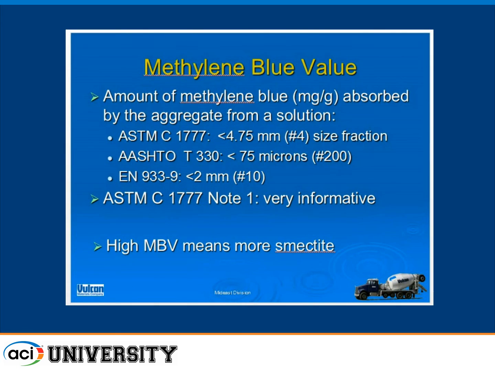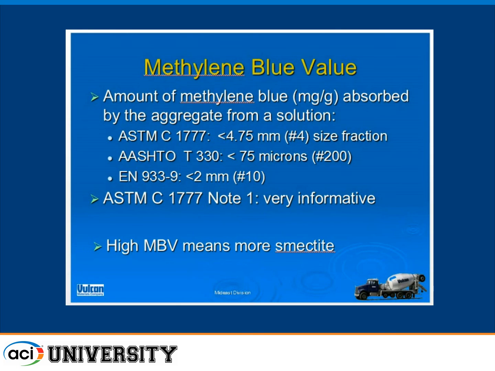What is fascinating is that each test method uses different size fractions, and ASTM C1777 uses material that is less than number 4. And what is methylene blue? Methylene blue is actually from the pharmaceutical industry. It is a dark blue color when it's concentrated, but it has the ability to be absorbed. And when it absorbs, the intensity of the blue color actually reduces.